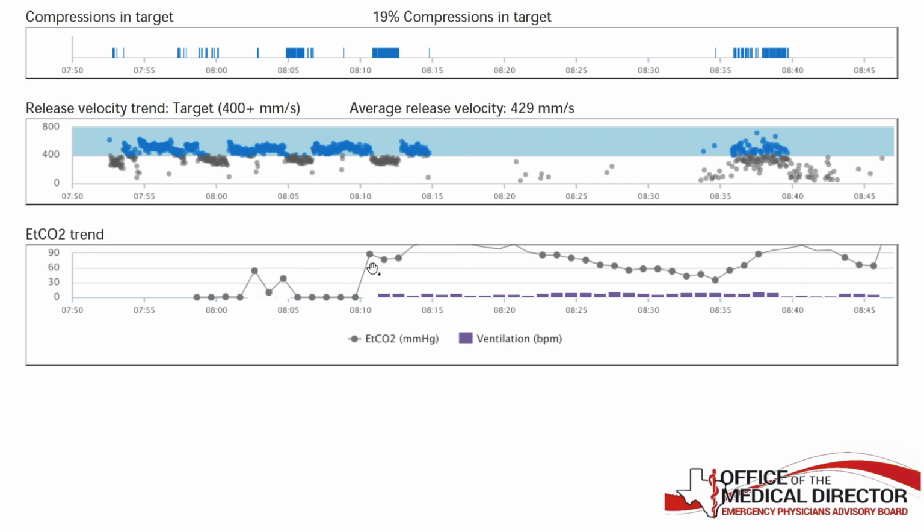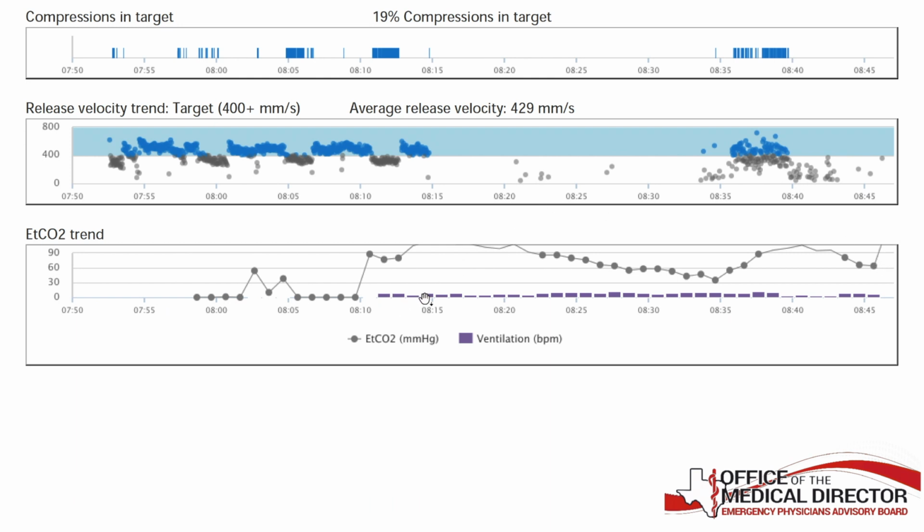And then what's interesting is you can see on here that we saw the end-tidal shoot up, and that was right around the same time they got ROSC. So again, good indicator of ROSC. Then we see it taper down, and at some point the patient rearrested, and they identified that, started CPR again, and then got another jump, and so they got another ROSC.